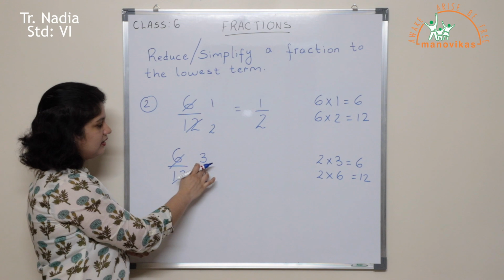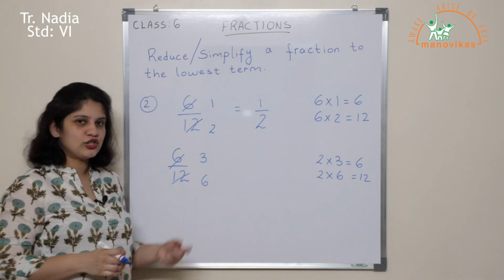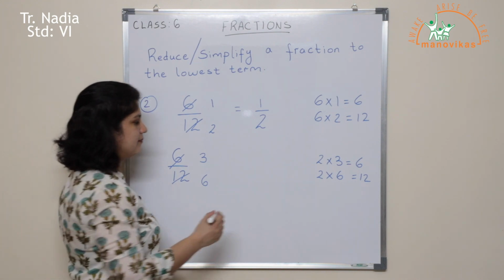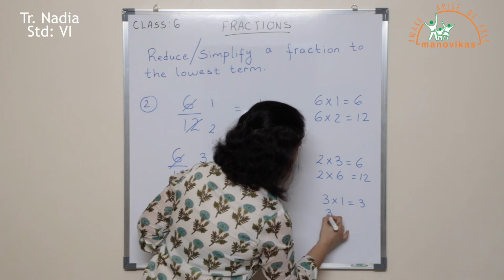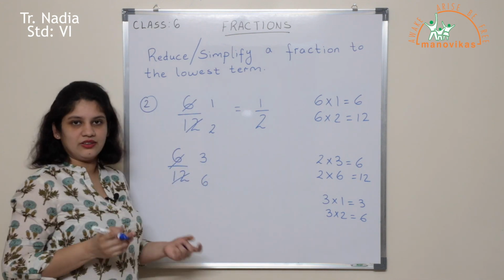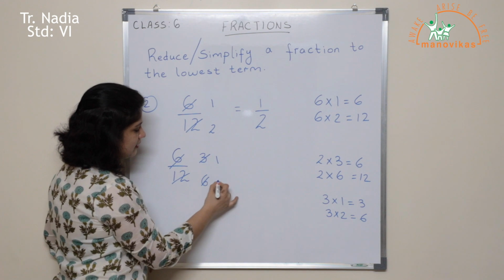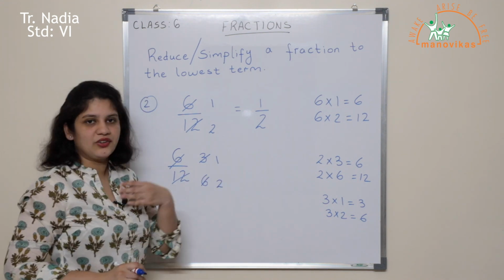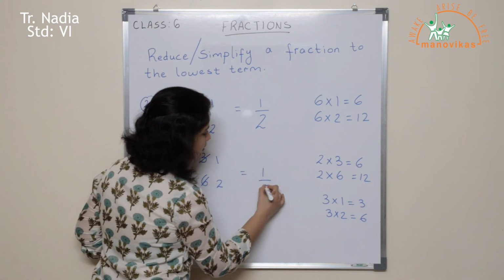Now if you look here, this can be further reduced because 3 and 6 also appear in a certain table. It is the table of 3. 3 ones are 3, 3 twos are 6. So I would have made use of the 3 times table as well. So I will say 3 ones are 3, 3 twos are 6. So I got 1 upon 2. I cannot reduce it anything beyond. So this is the answer in the lowest form.